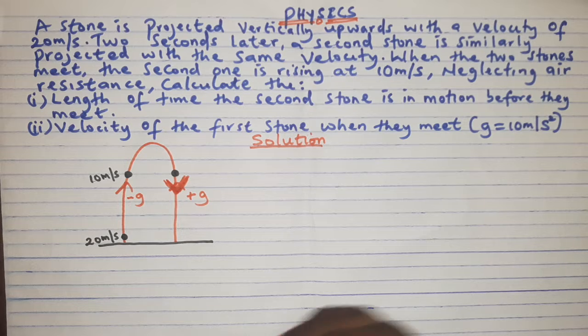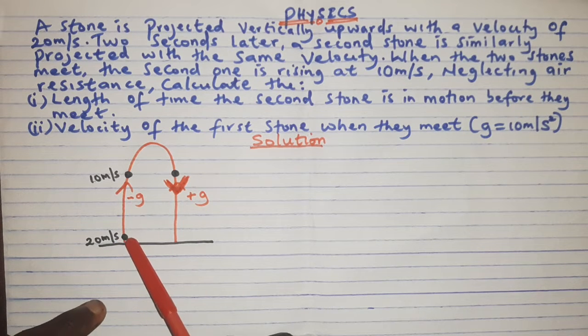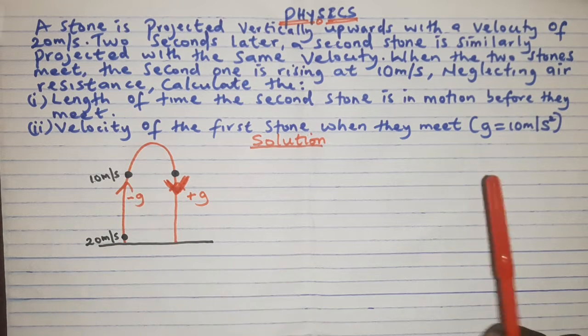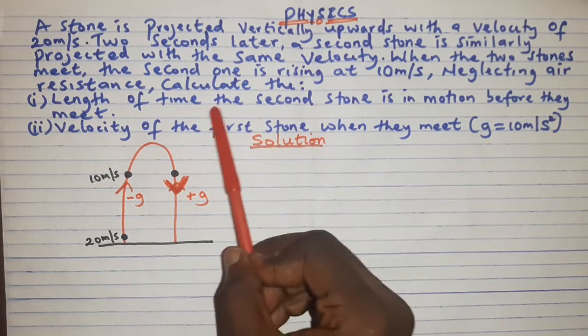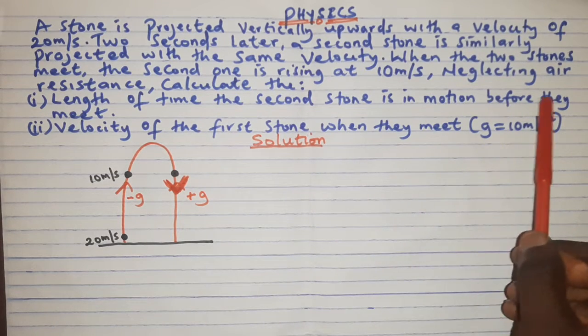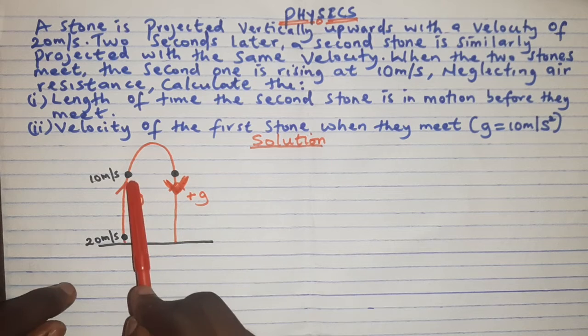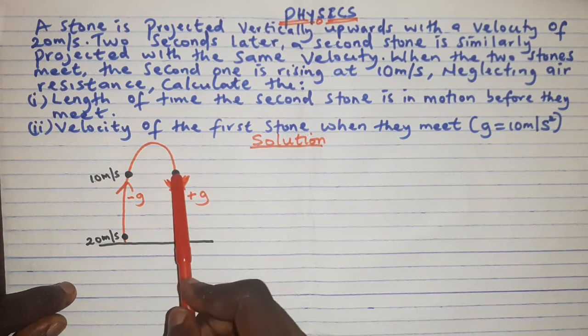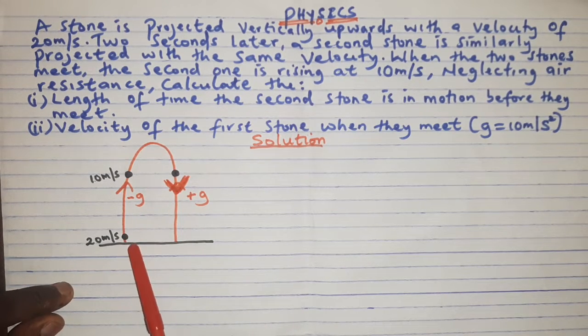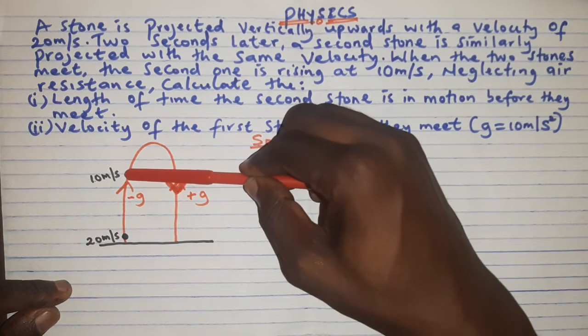So let's get the time. To get the time it will take for the stone to get to 10 meters per second, that's what they want you to find: the length of time the second stone is in motion before they meet. And this is where they met. So since they met here, it's already moving at 10 meters per second when they meet.